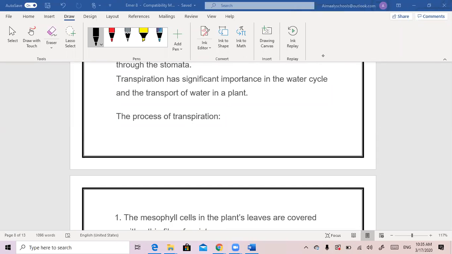Transpiration is the loss of water by the leaves. Thanks. What is translocation here? Translocation is the transport of food materials in the plant, like saccharose and amino acid. Thanks a lot. You are a good student.